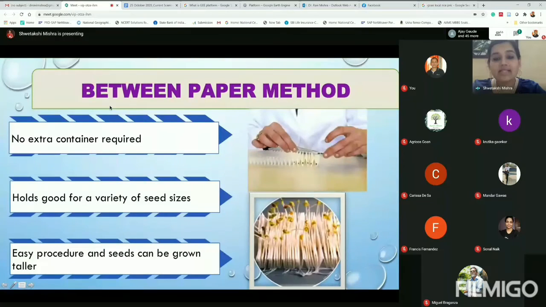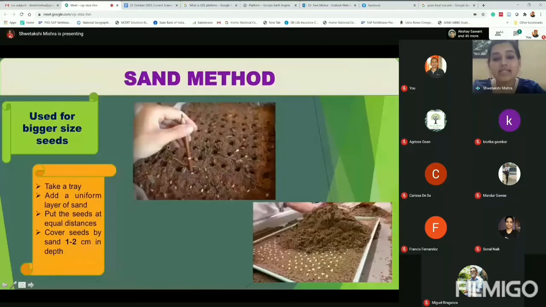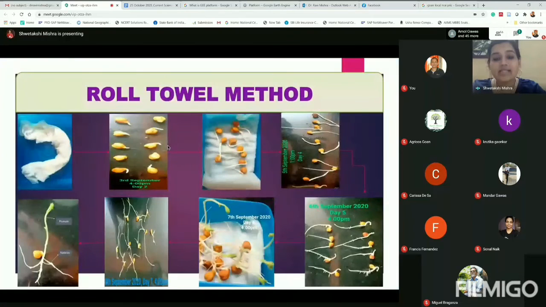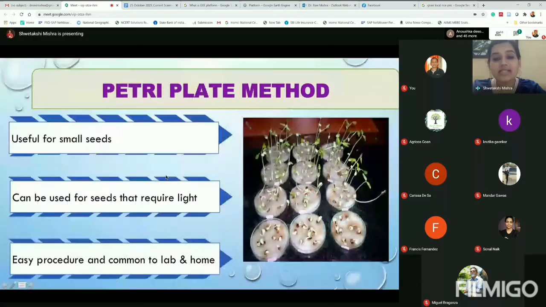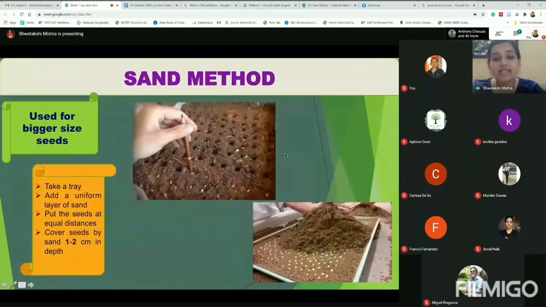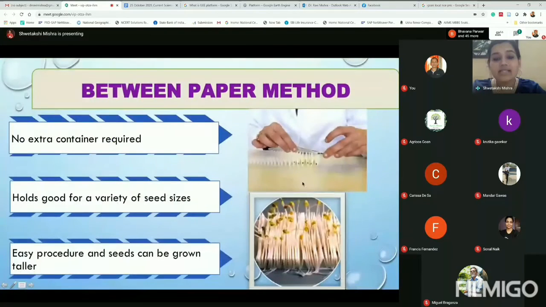And the last one is the between paper method. So it does not require an extra container. So you can see here in the previous slides, this was a roll towel method which required the extra container or a plastic bag to carry it. Then Petri plate method which requires Petri plates. And then the sand method which also requires a lot of sand and tray. But this method is quite easy.